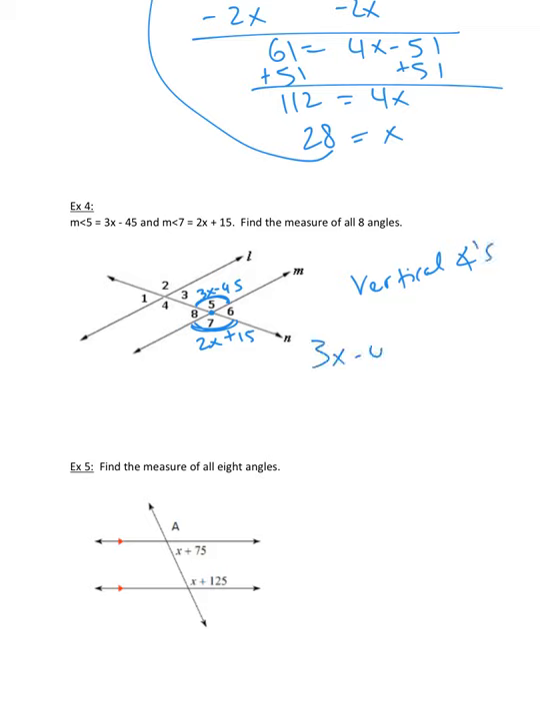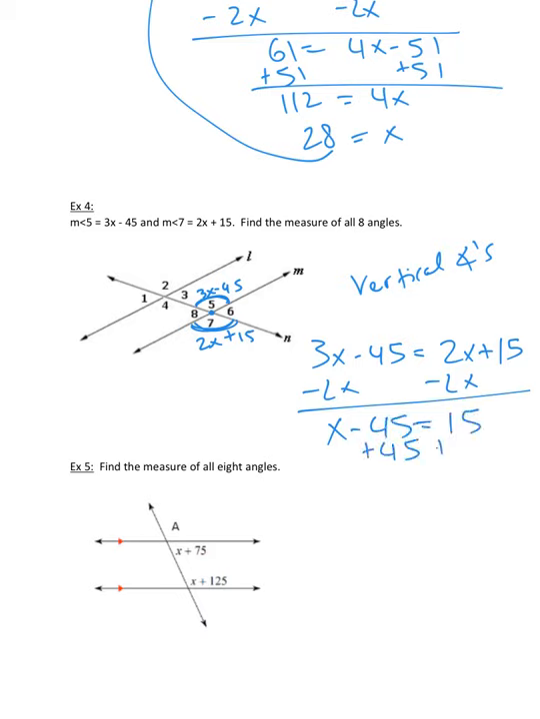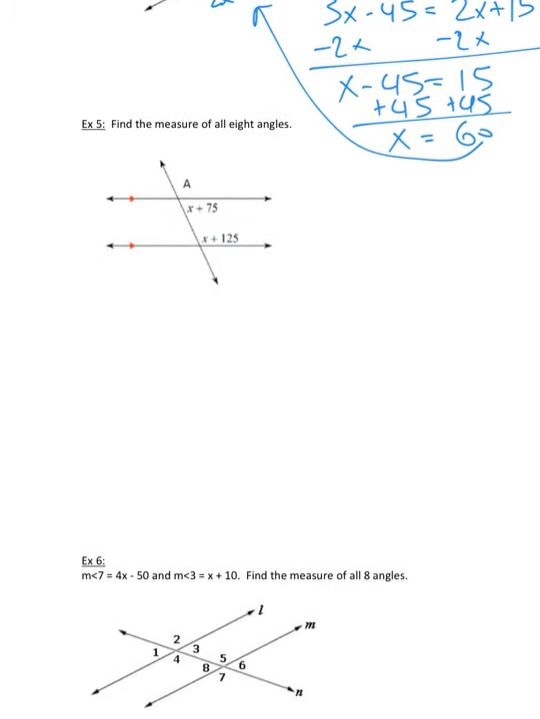So 3x minus 45 is equal to 2x plus 15. Again, you solve the equation. Subtract 2x on both sides. X minus 45 equals 15. Add 45 to both sides. X equals 60. I would then plug this back in, find those angles, find the other ones. I'm not going to do it every time because it takes longer. Okay. The next one, example 5.